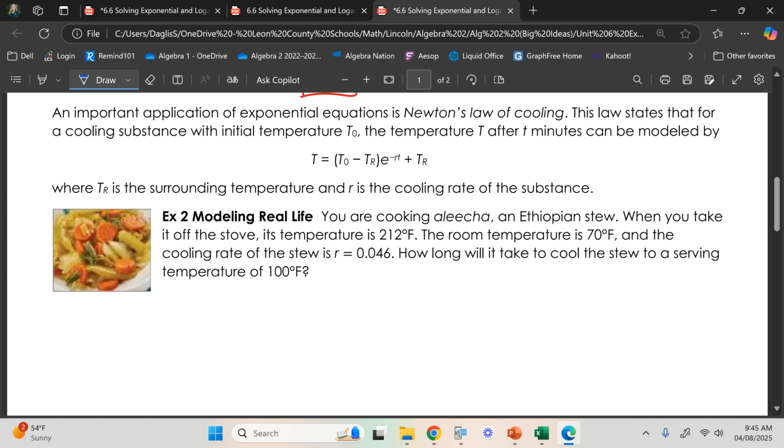All right, so what are we doing? We are cooking alicha, an Ethiopian stew. When you take it off the stove, its temperature is 212 degrees. So, Will, what part of my equation is 212? Which variable am I going to replace with it? There's lots of T's happening. T sub 0. Yes, this is my initial temperature. So when you first take it out of the oven, that is the temperature. So T sub 0 is 212.